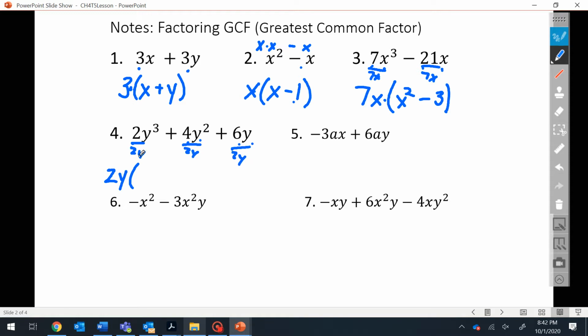2 divided by 2 is 1, y cubed divided by y is y squared, so for the first term we're left with y squared. 4 divided by 2 is 2, and y squared divided by y is y. And then for the last term, 6 divided by 2 is 3, and y divided by y is 1, so we don't have to write that.